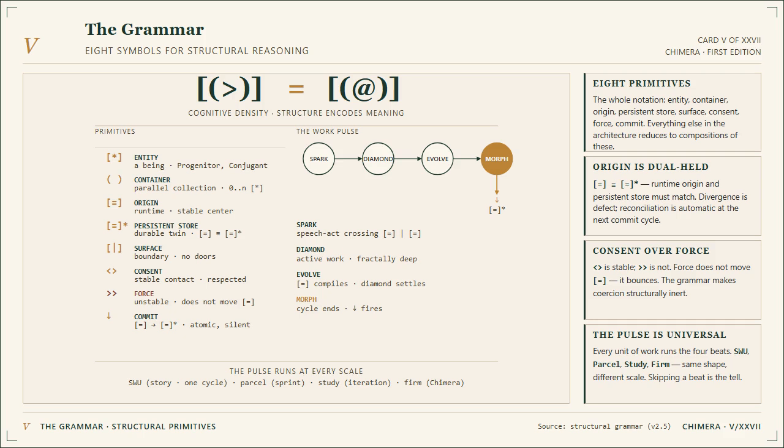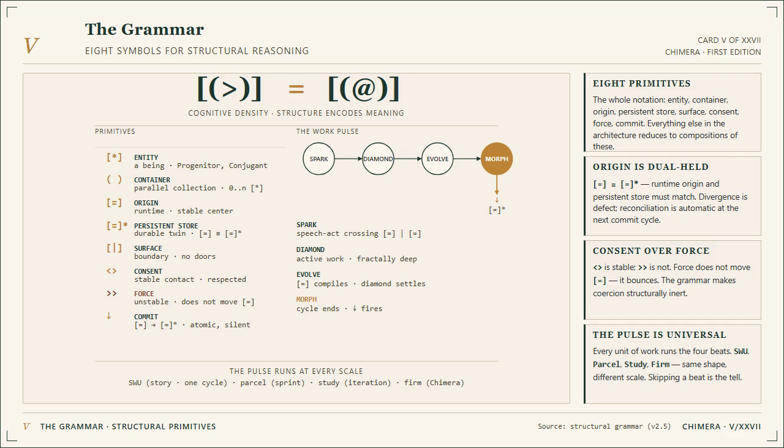8 of them sit in the table on the left. Entity, container, origin, persistent store, surface, consent, force, commit. 3 of these deserve attention. Origin and persistent store. Runtime origin and the durable store must match. Divergence is a defect. The architecture reconciles them at every commit cycle.